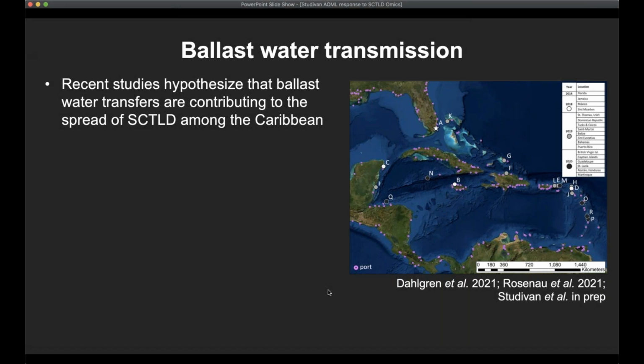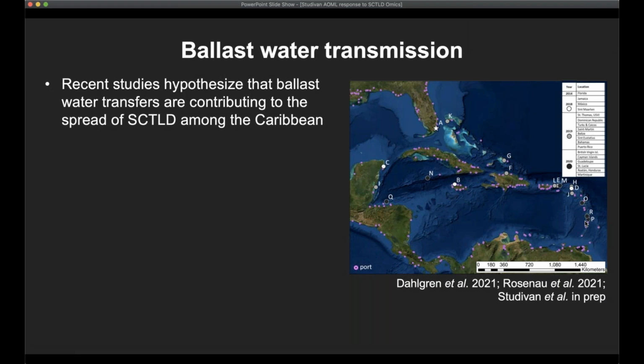If we take a look at the map over to the right, each of the pink dots represents a commercial port, and the larger grayscale dots correspond to observations of SCTLD, with the lighter colored dots corresponding to earlier observations, so closer to the initial outbreak, and the darker dots corresponding to later or more recent observations. As we see, when we get further down into the Caribbean islands, we start to see these more recent observations. Now, a lot of these areas are geographically isolated.